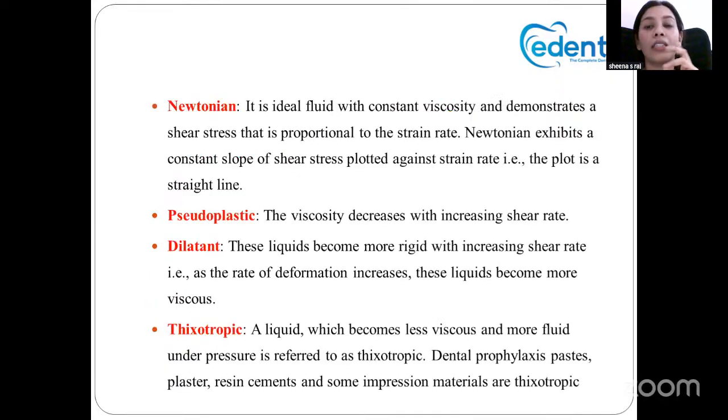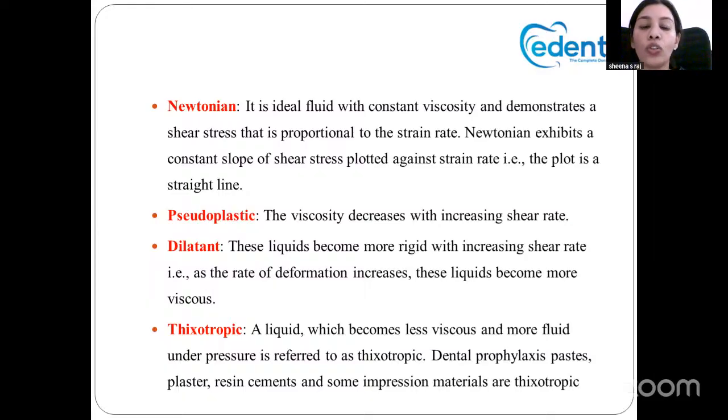So why not the others? What is pseudoplastic? Pseudoplastic means the viscosity decreases with increasing shear rate. Viscosity decreases means there is actually a flow of the material taking place. Now what is a dilatant? Dilatants are liquids which become more rigid with increasing shear rate. That means it does not have a flow. Please keep in mind, even though the term seems like the liquid flows, it is not flowing. It is more rigid with increasing shear rate.